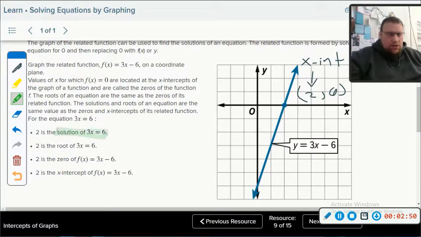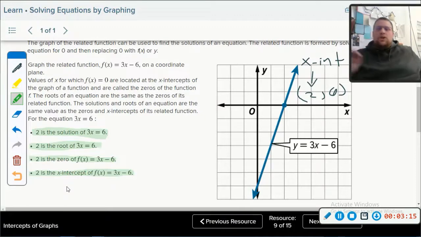is the solution of 3x equals 6. 2 is also the root of 3x equals 6. 2 is also the zero of the function f of x equals 3x minus 6. And 2 is also the x-intercept of f of x equals 3x minus 6. 2 is a lot of things. It's a solution, a root, a zero, and an x-intercept. I want you to focus on that. So just write that down.